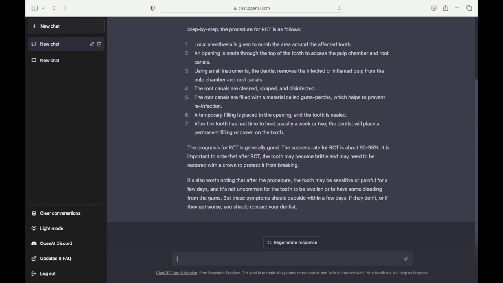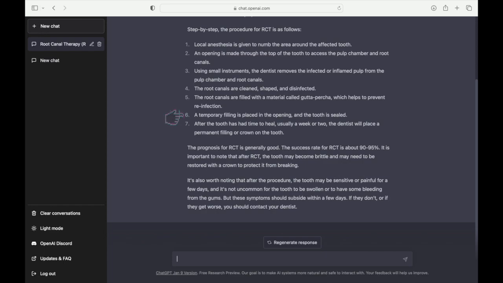5, the root canals are filled with a material called gutta-percha, which helps to prevent reinfection. Yeah, I'd like to elaborate though and add that you're supposed to try in the gutta-percha first and take an x-ray just to make sure that it actually reaches the working length before you finalize it. And you also use sealer. You don't just place the gutta-percha within the root canal. You need to seal it in there. So there's yet another inaccuracy.